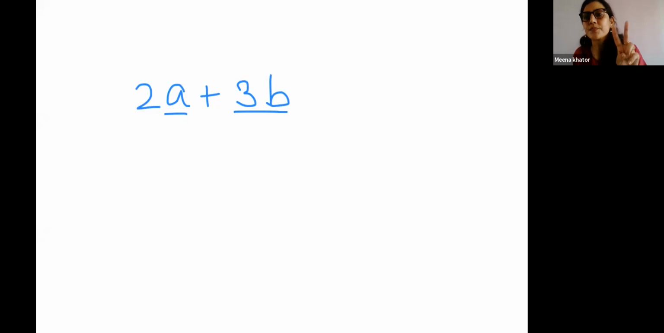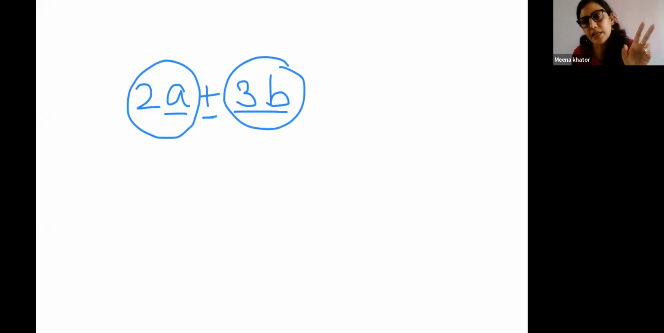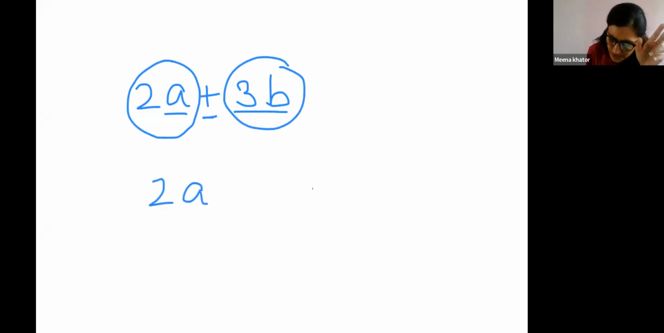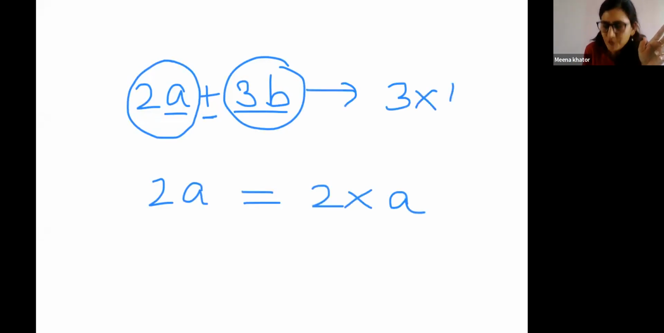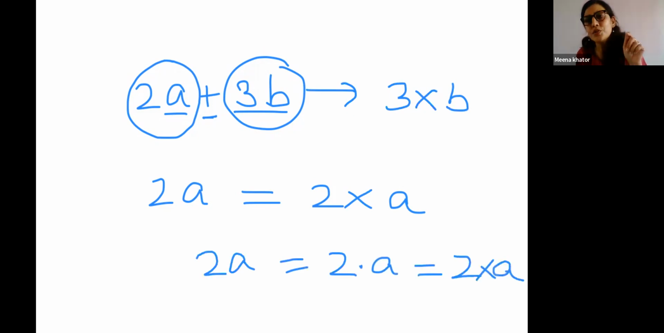It has two terms. These two terms are separated by plus or minus sign, right? Here, 2a means 2 is multiplied with a. 3b means 3 is multiplied with b, right? When I'm writing 2a, it means I can also write it as 2 dot a. I can also write it as 2 into a. Any doubt here, children, with this writing? 2a means 2 multiplied with a.